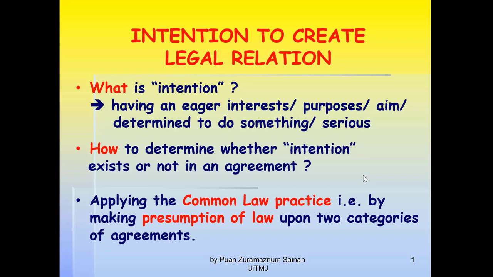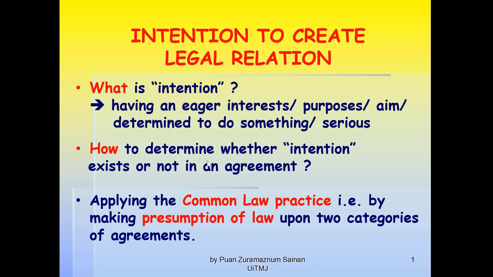The fifth element in order to form a valid binding contract is intention. In order to make a valid binding contract, the parties must have the intention to create legal relationship or contractual relationship among them. Without intention, the agreement is not valid. The agreement is not a binding contract.